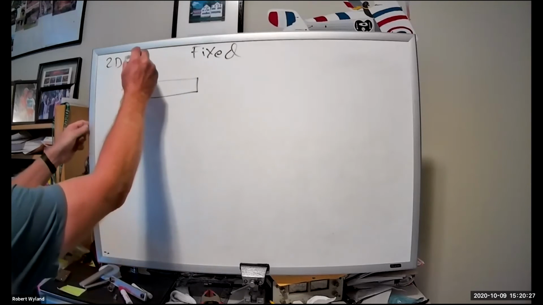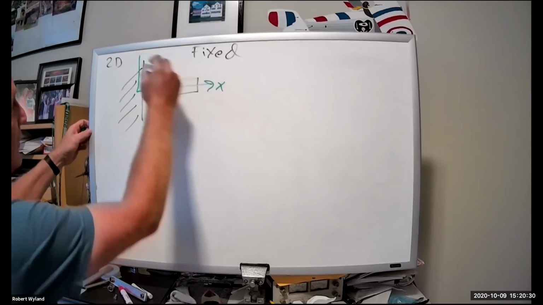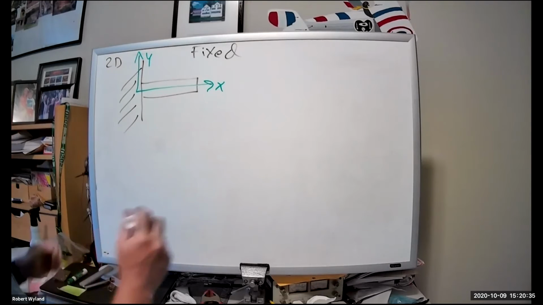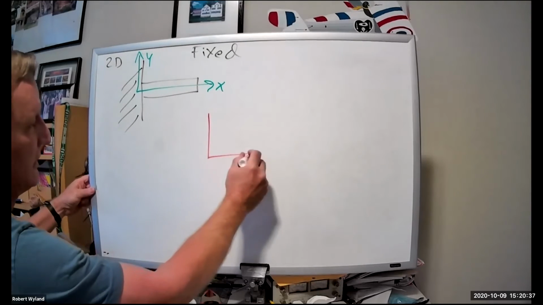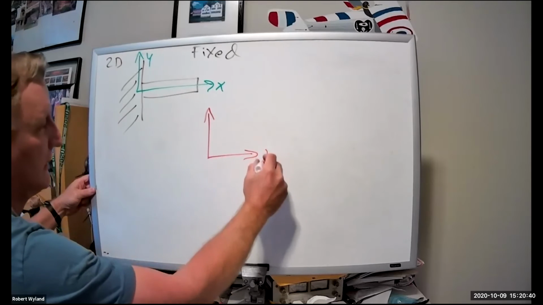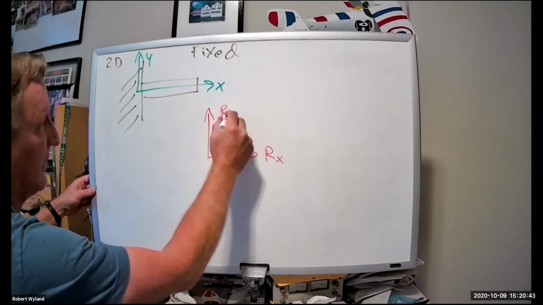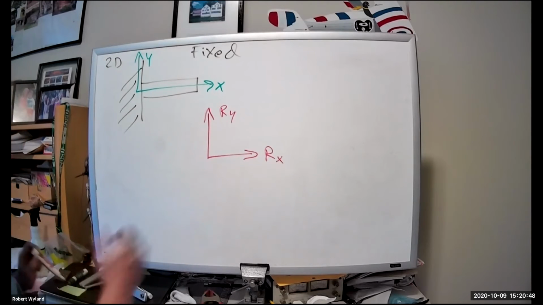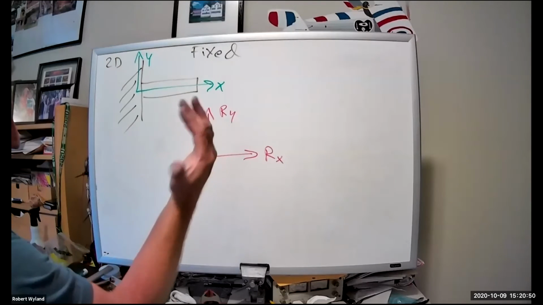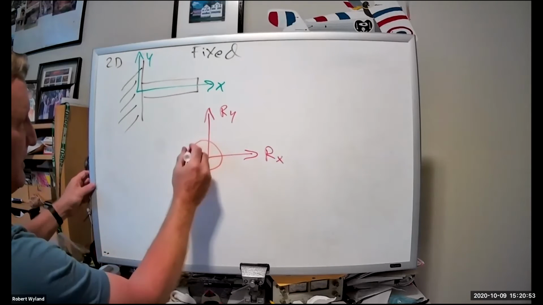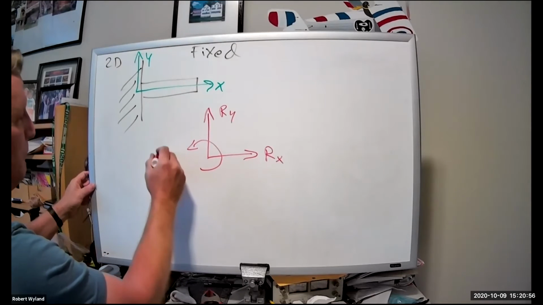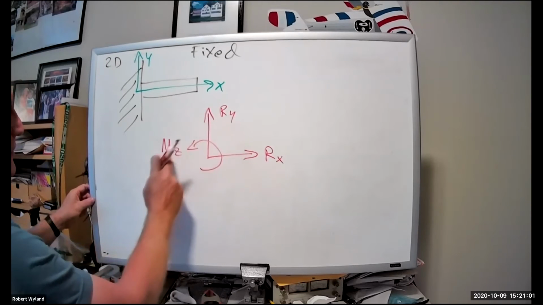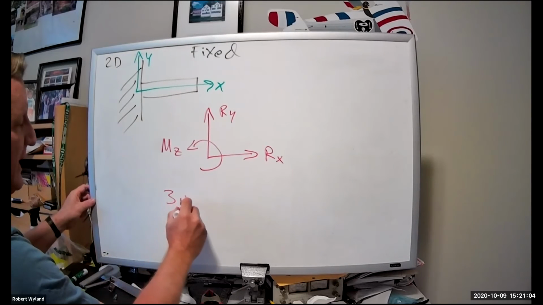So again, let's just draw our coordinate system, x, y. And what does our reaction actually look like? Our x, our y. And we've got to draw a moment because we said we have a moment. And which way is positive? Using your right hand, coming out, go around. This is a positive MZ. So we have 1, 2, 3 unknowns, or 3 reactions.